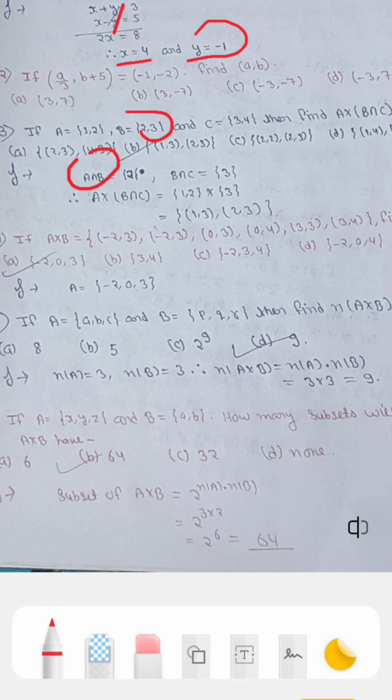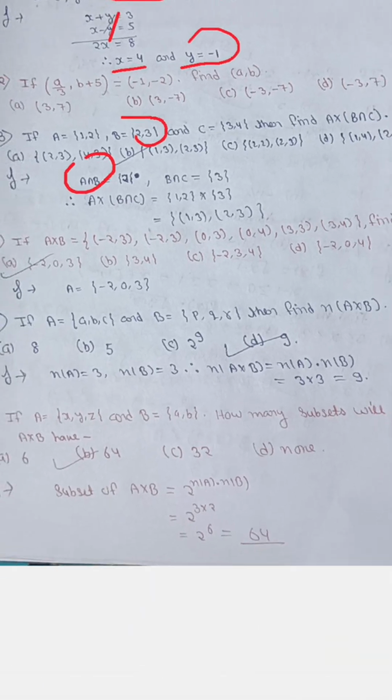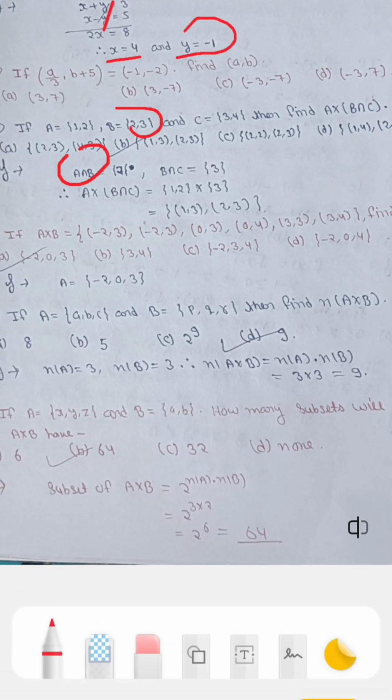So also find B intersection C. B is {2, 3} and C equals {3, 4}. Here the common element is 3. So B intersection C equals the set {3}.